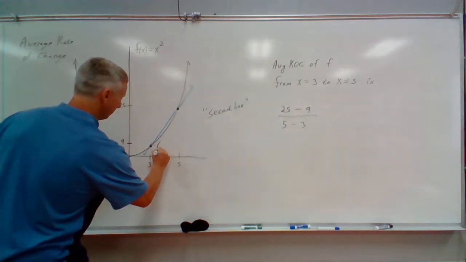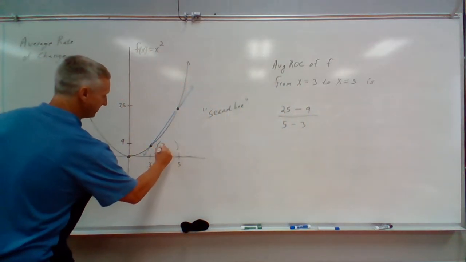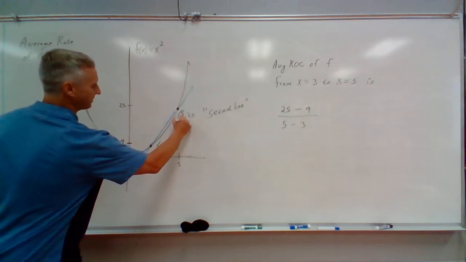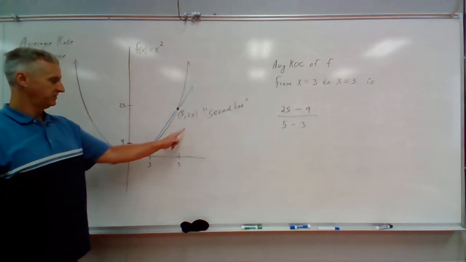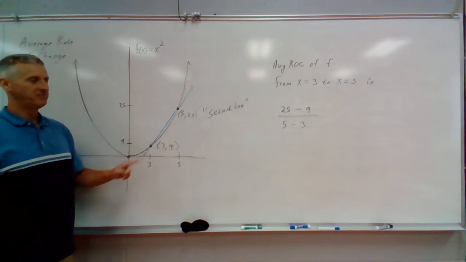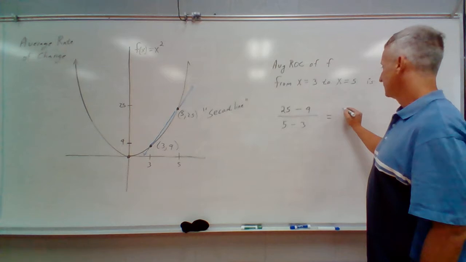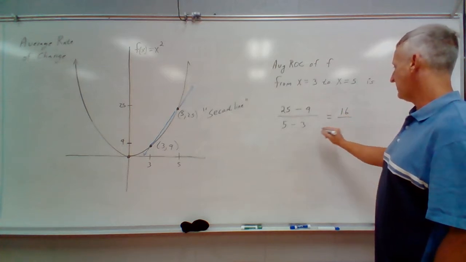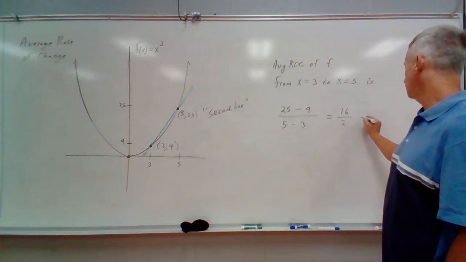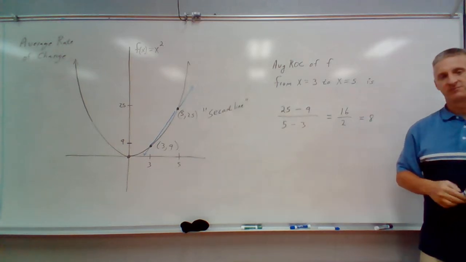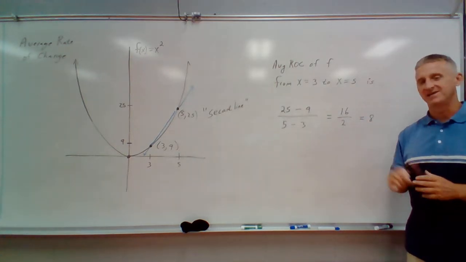This point is 3, 9. This point is 5, 25. So 25 minus 9 over 5 minus 3. 25 minus 9 is 16. 5 minus 3 is 2. So the average rate of change over that interval from 3 to 5 is 8.